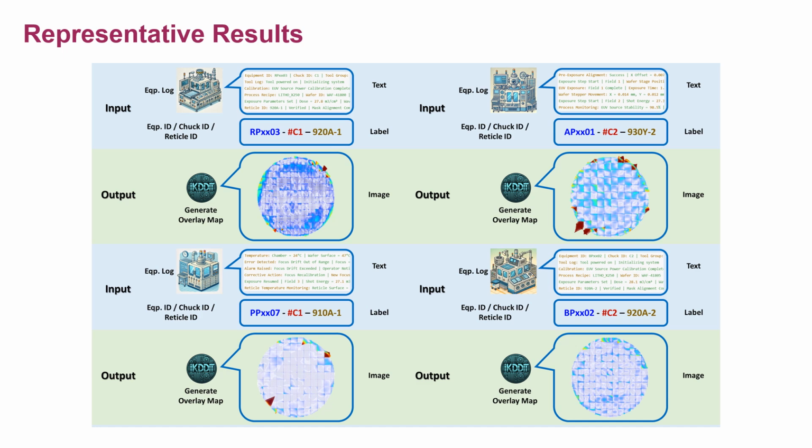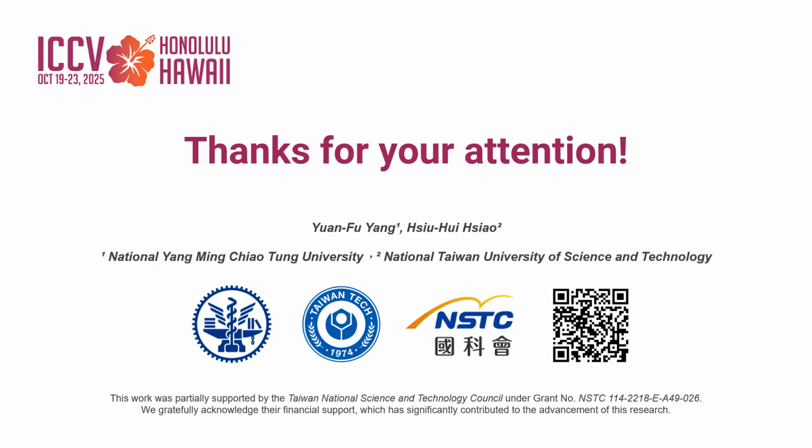Here we present some representative results. The inputs include equipment logs, IDs, and labels, which are combined with pre-layer overlay information. From these multimodal inputs, our model generates overlay maps that capture the structural patterns and error distributions effectively. As you can see, the generated results closely match real process variations, showing that our proposed model can generalize well across different conditions. This concludes our presentation.